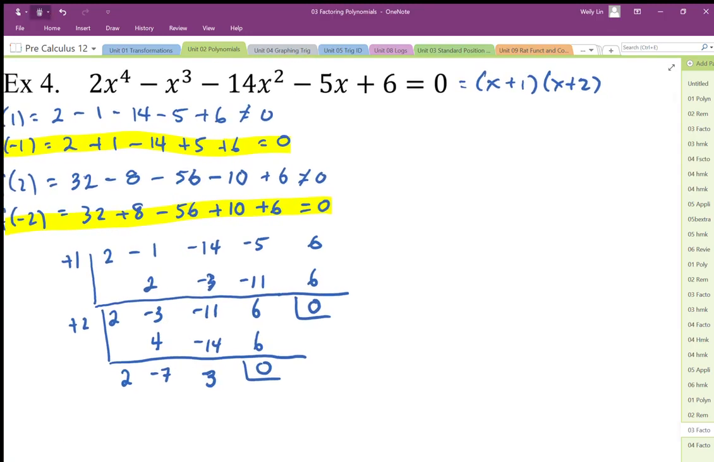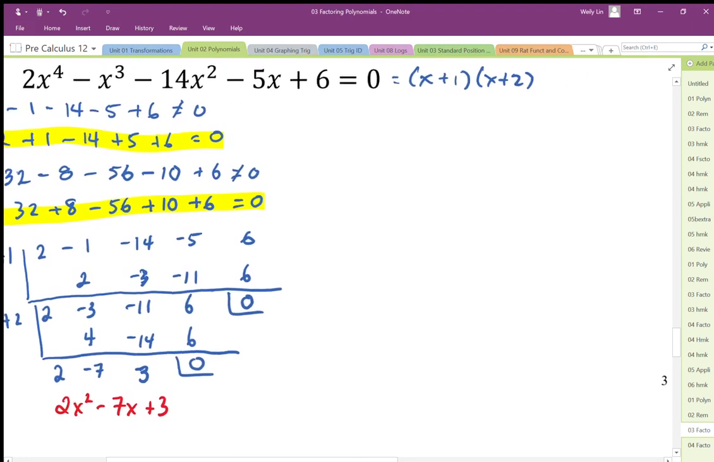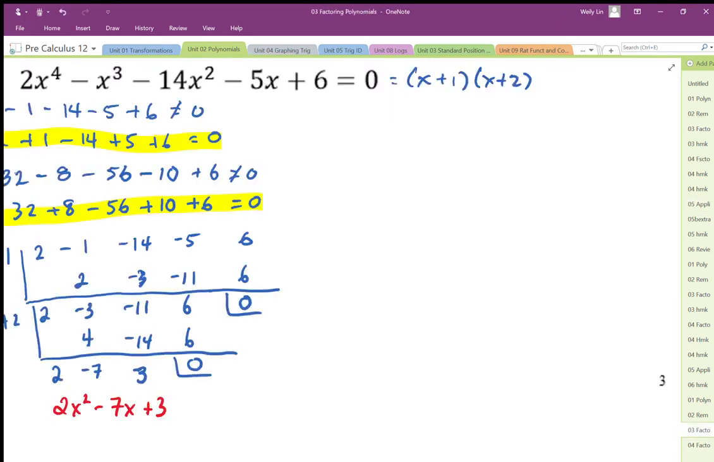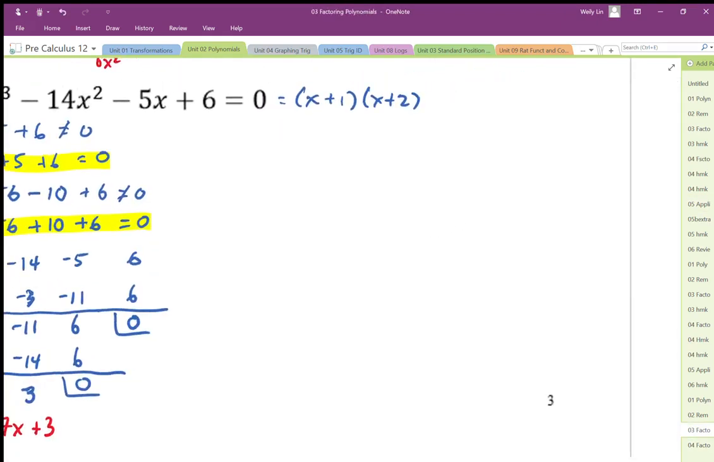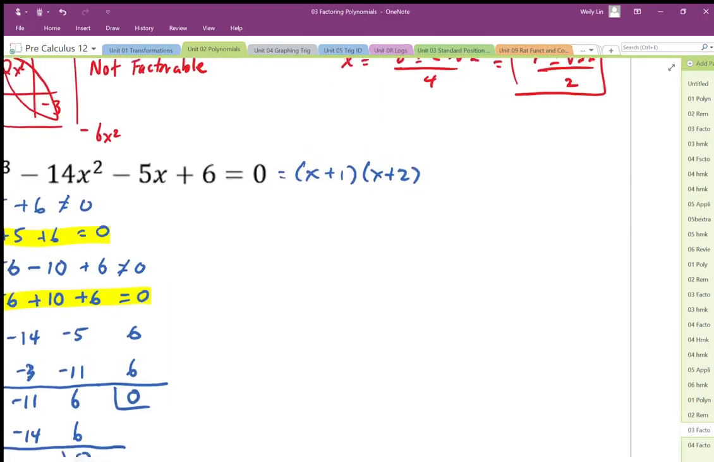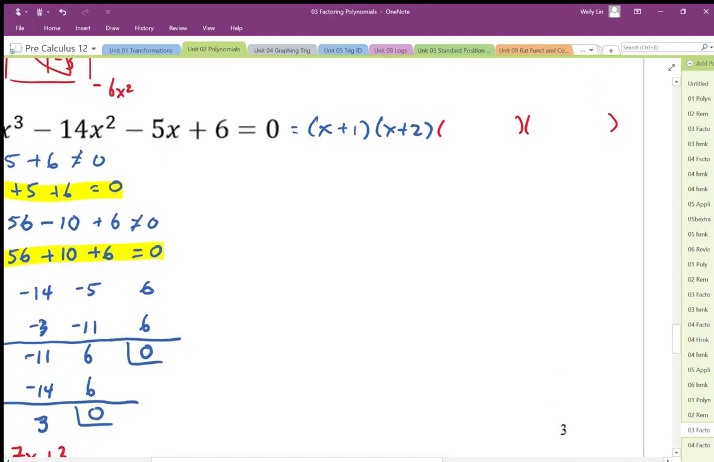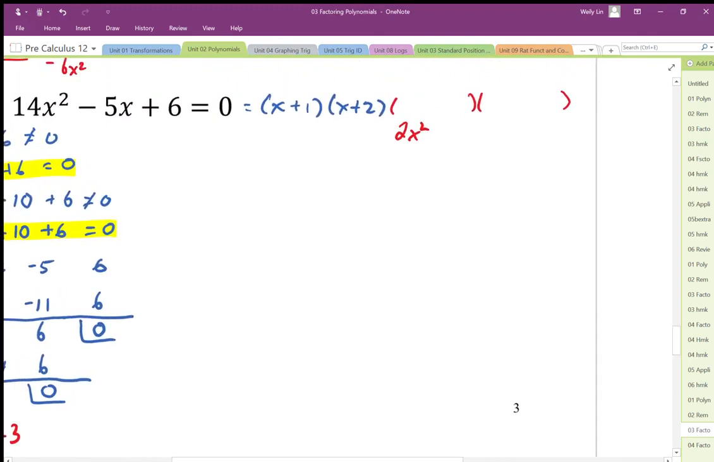So there's my quadratic factor. That's what I'm left with: 2x squared minus 7x plus 3. Okay, so then I want to break that into its linear factors. So I've got two linear factors from that quadratic. That quadratic was 2x squared minus 7x plus 3. So then I want to factor that.